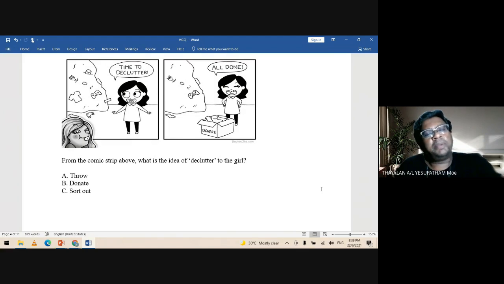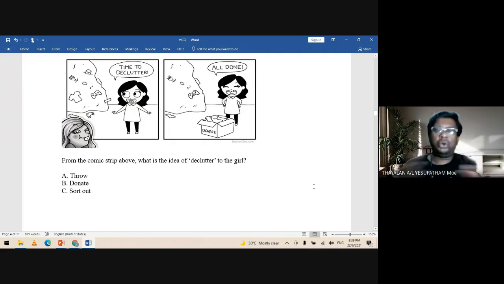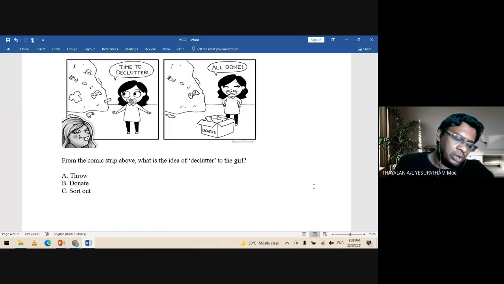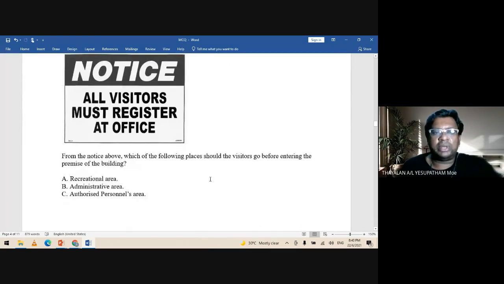From the comic strip above, what is the idea of declutter to the girl? Donate. Okay, we all know declutter is to sort out, or to arrange. But we want to know the idea of declutter to the girl. So for her, it is to donate. Yeah, correct.